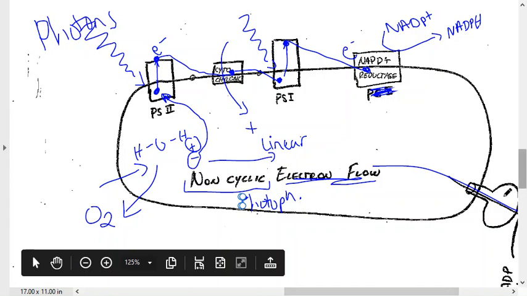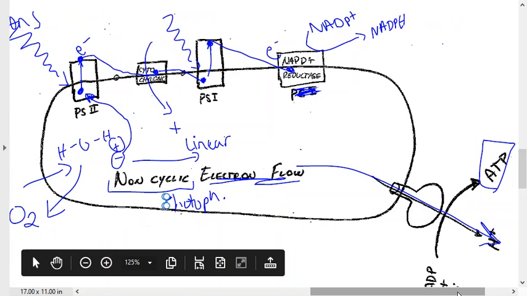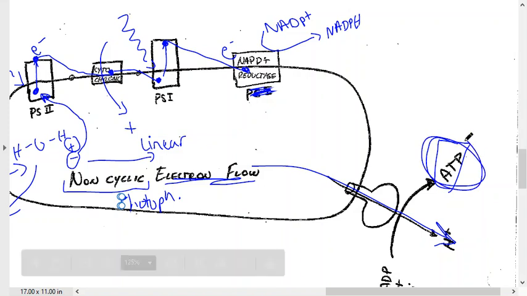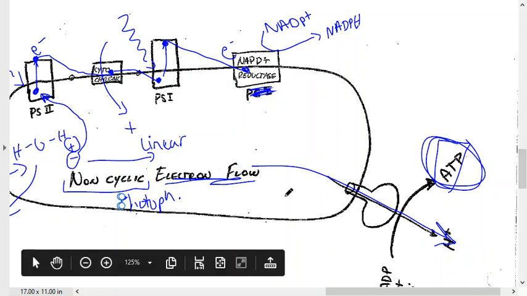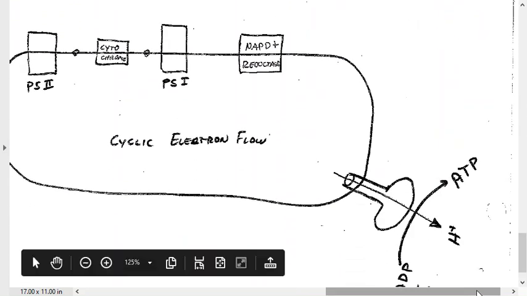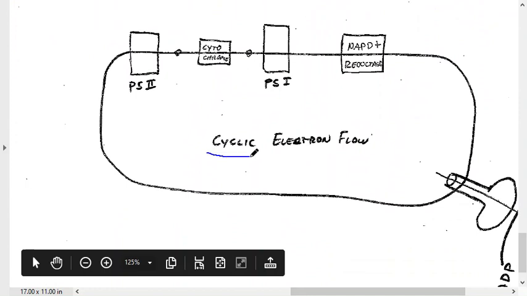However, that isn't going to produce enough ATP. That's going to produce equal amounts of these, and you need extra ATP. Remember, you need 6 more ATP than NADPH for every glucose. So we need a way to keep an electron in this system without it leaving so that we can use it to make as much ATP as possible. And this is called cyclic electron flow.